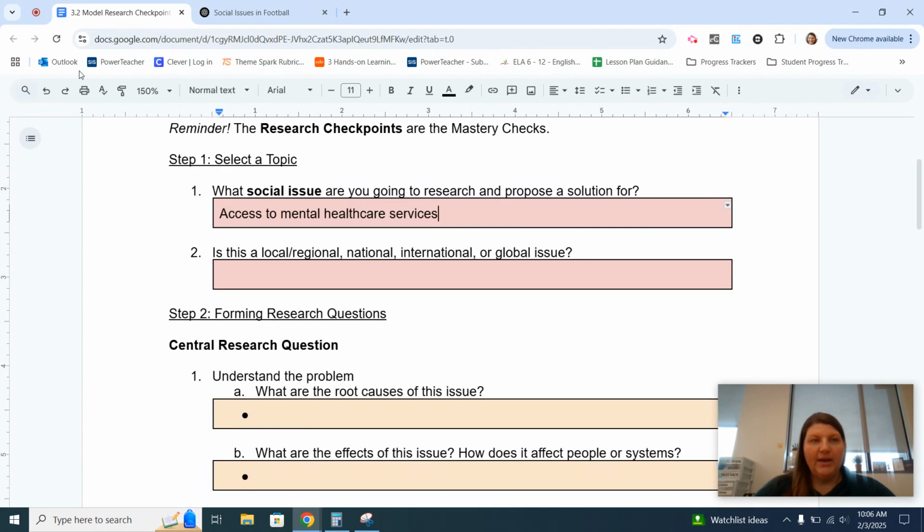This is a national issue because this affects people all over the U.S. It's not international because it's not something that affects relations between two countries. It is a global issue in that people all over the world are impacted, but this isn't something that we need to work together with people all over the world to solve. So it is a national issue.